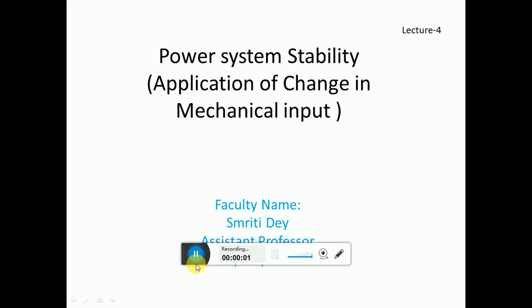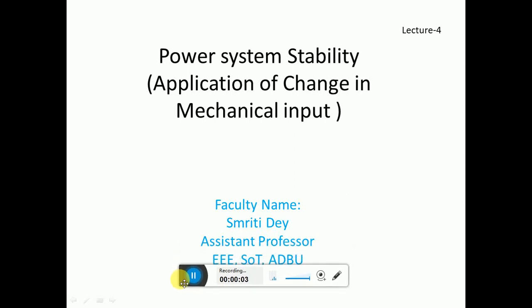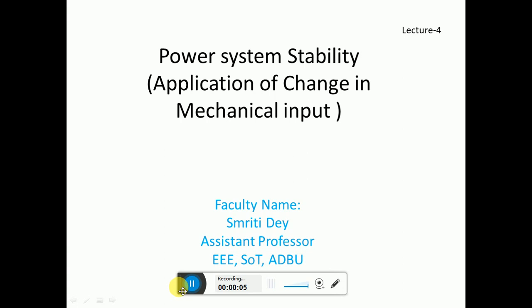Good morning, students. Today I will discuss the application of change in mechanical input power. Mechanical input power is given to the alternator. What happens if we change the mechanical input power suddenly, or if the mechanical power input is constant and you change the load on the machine suddenly, what happens?